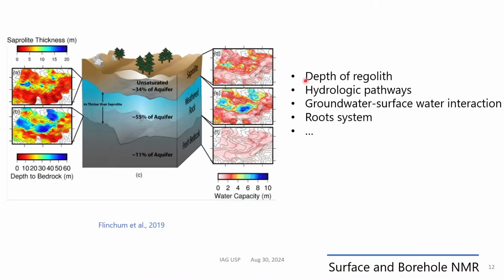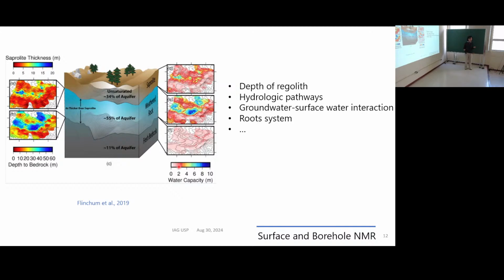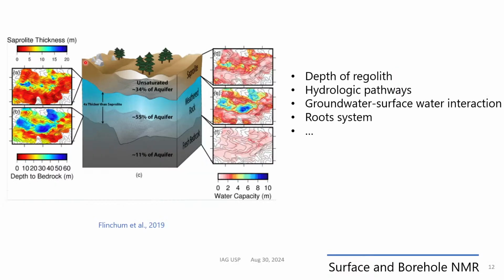And there's another example, and this one uses surface NMR and borehole NMR together, a joint application to a critical zone problem. In this work, I think it's a very similar conceptual framework to the Extrema example here. They use multiple geophysical methods. First, they use the seismic method to delineate the saprolite thickness, so this is from the seismic velocity distribution.